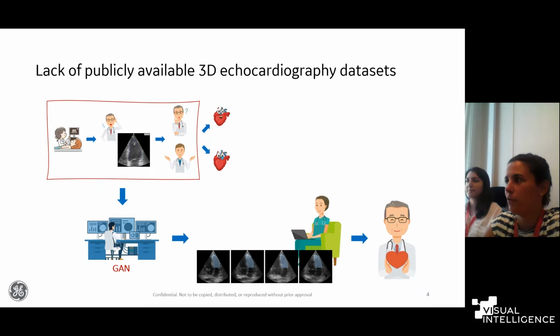So in order to develop deep learning algorithms to help clinicians get to the final diagnosis and to save them time, those AI algorithms need to be trained with medical data, which is what we are lacking. So I've been training GANs, 3D GANs, to generate 3D echocardiography images, which can then be used to train deep learning algorithms for the most varied tasks, such as segmentation, for example.